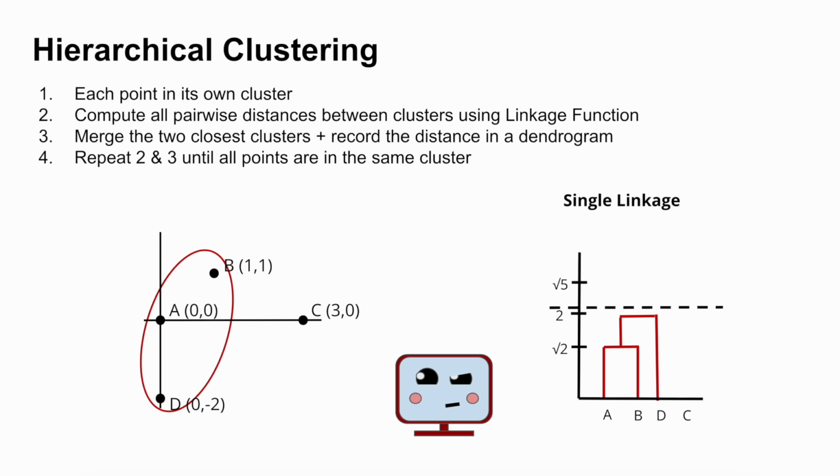Single linkage guarantees that a point in a cluster is at most 2.1 distance from the nearest point in the same cluster. Indeed, the distance between A and B is square root of 2, and the distance between A and D is 2.